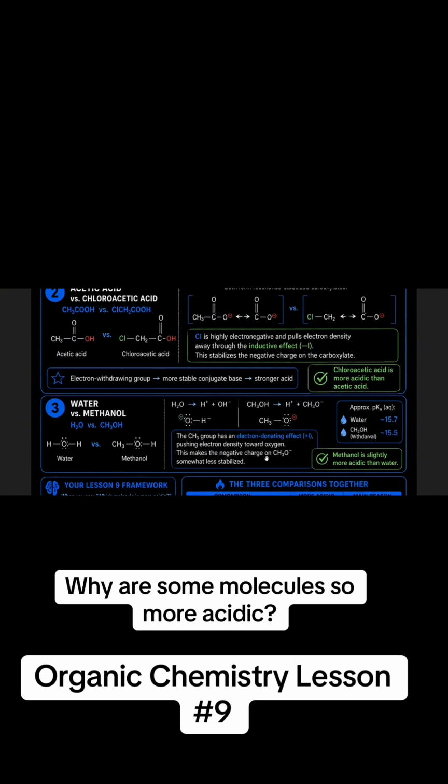conjugate base will be weaker, ultimately forcing that methanol to have a lower pKa. So we see the water, it doesn't do that, at least not to the extent of the methanol. Therefore, water has a greater pKa, thus making it more acidic.